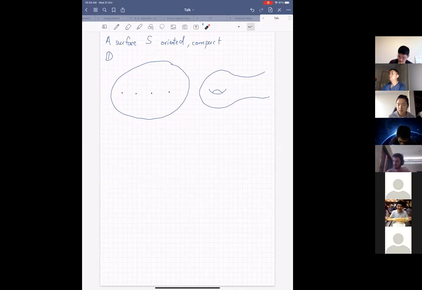Okay. So I denote Delta as a set of marked points, finite marked points in my surface. So in this case, I have 4 points here. Okay. And then, what else? I should put it down here better.